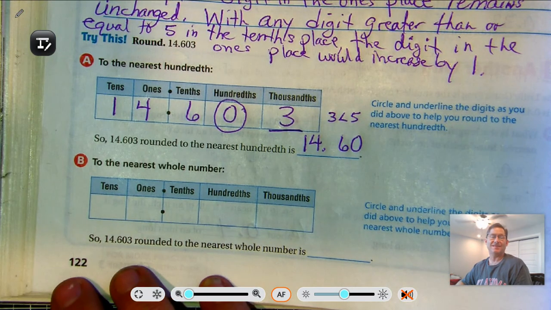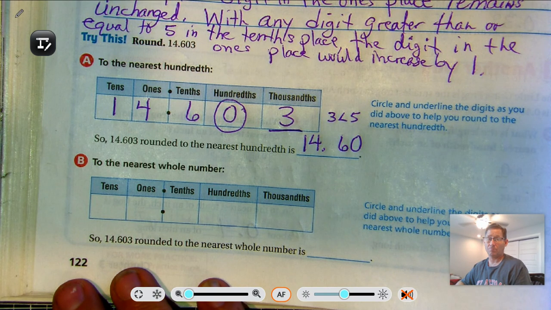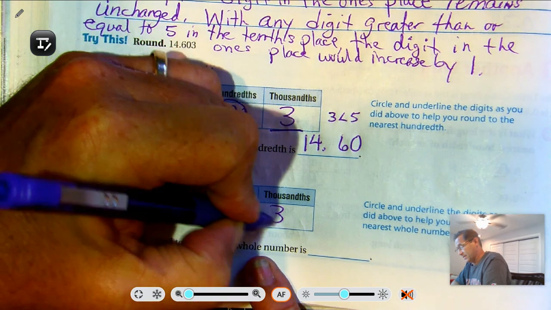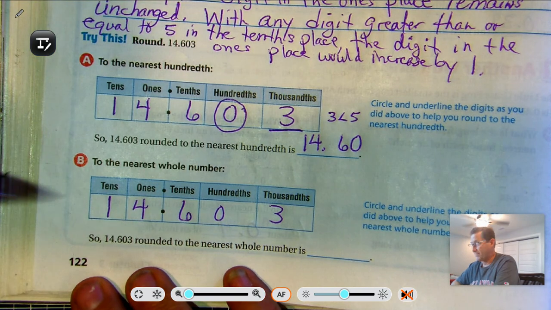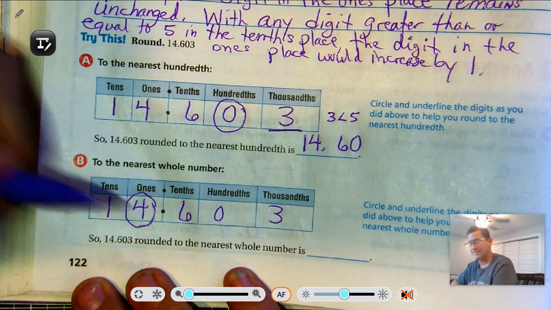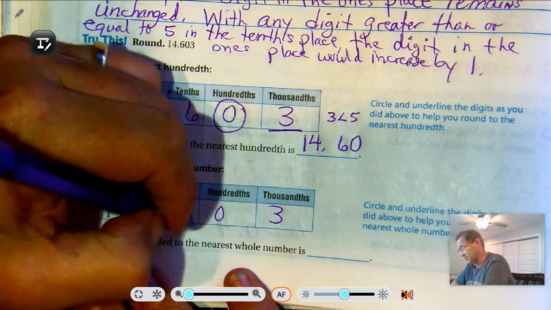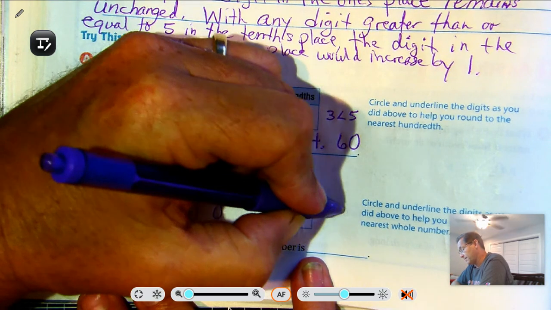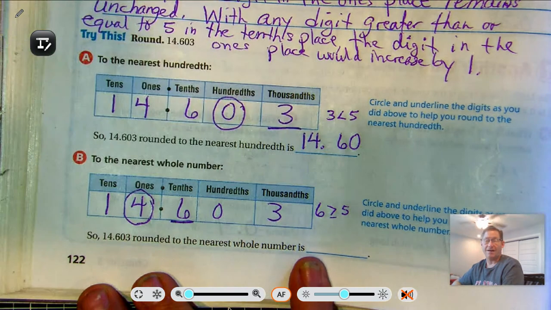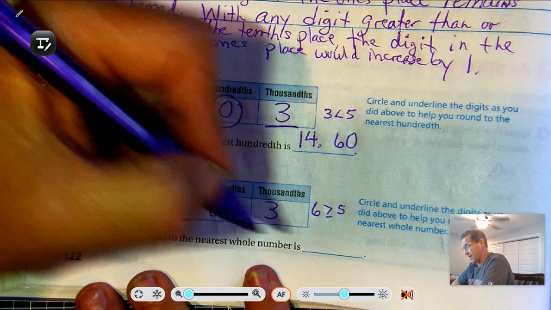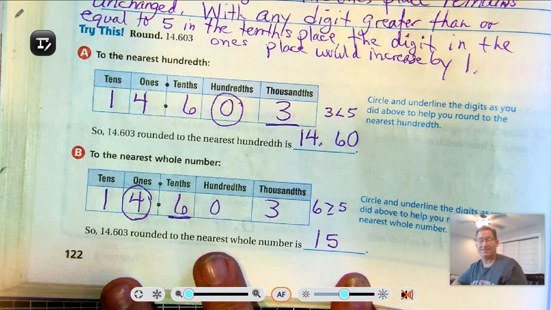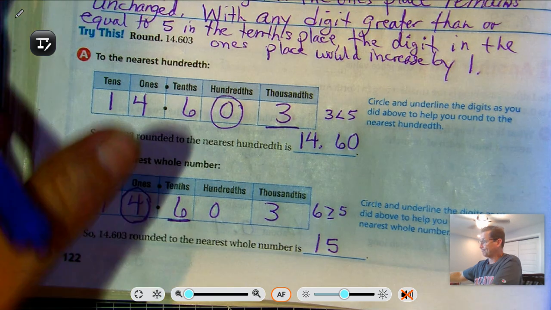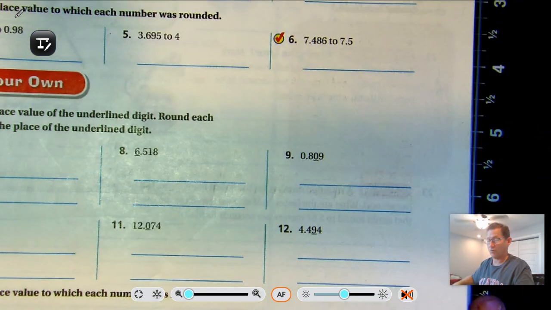All right, B, to the nearest whole number. Okay, so we have the same number, but this time we're rounding to the nearest whole number. That means the nearest 1. Look to the digit to the right. It's greater than or equal to 5. So we would round that up to 15. Keep going.